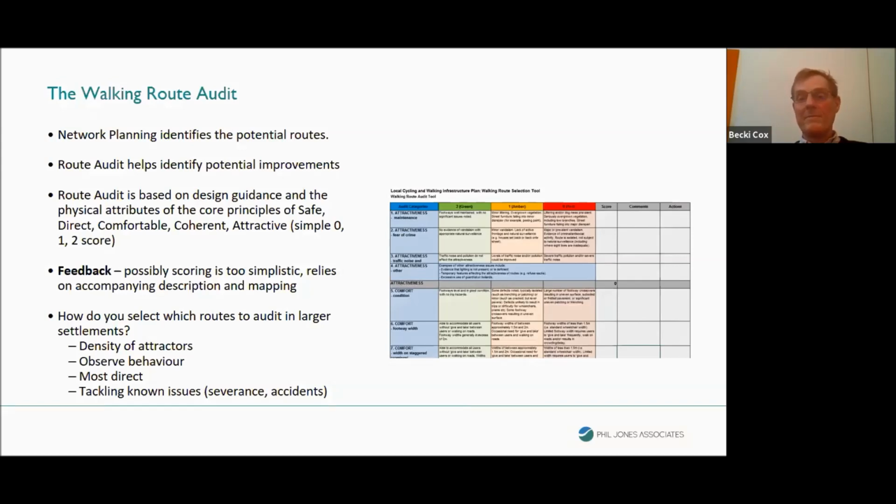In other places, it might be tackling things like existing collision data, where you know that there is a problem of severance that is in turn leading to people crossing the road in maybe hazardous locations and leading to an accident problem.